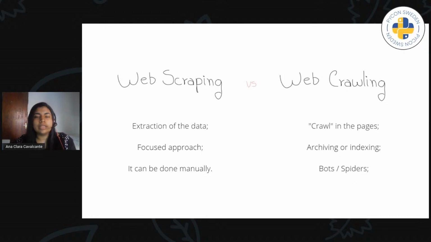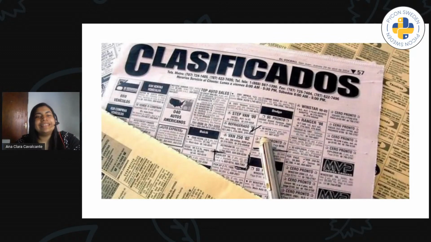And web crawling is different. It is done by bots and spiders that crawl, right? They go over the pages getting the information, usually for archiving or indexing purposes. I think the first word that comes to people's minds when we talk about this topic is Google. Google used to do that and still does that a lot. So it's a big example of web crawling.